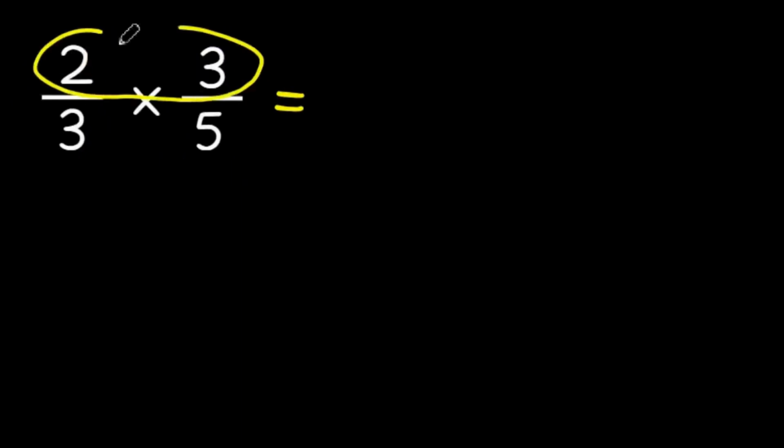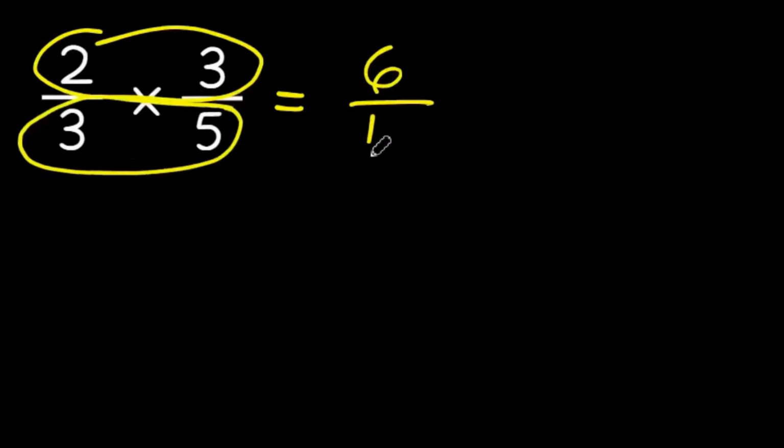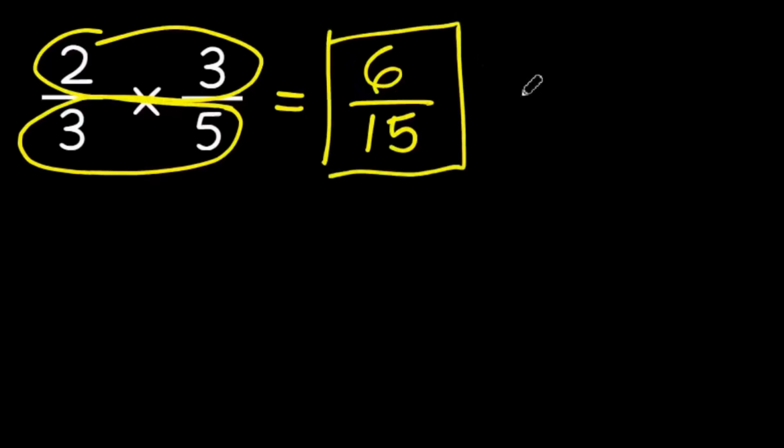So 2 times 3, we have 6. Then we multiply the denominators 3 and 5. 3 times 5 is equal to 15. So the result of multiplying 2 thirds and 3 fifths is 6 over 15, which simplifies to 2 over 5.